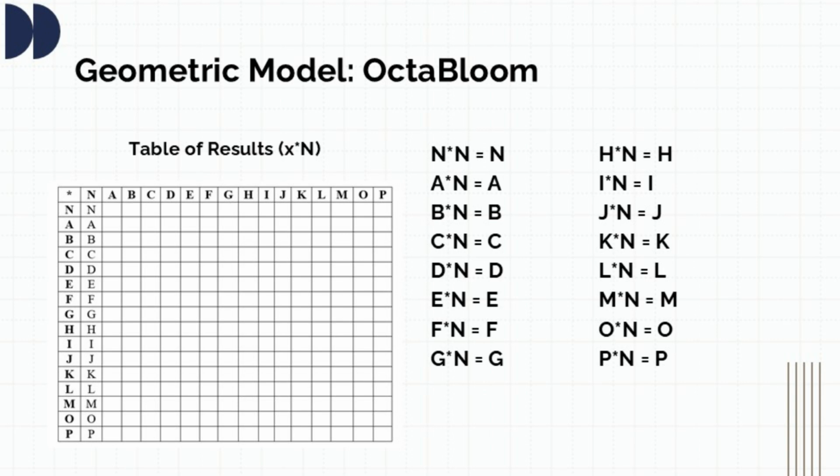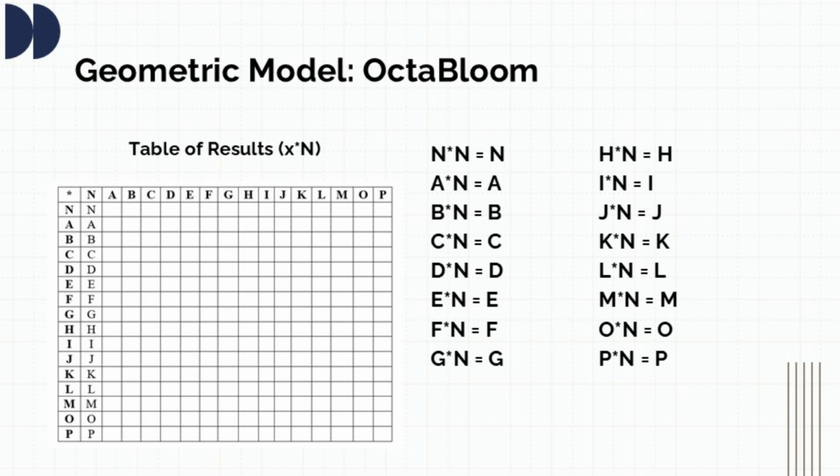Now, if we operate J star N, we'll get J because first we will flip the flower and rotate it 90 degrees clockwise and then we will do nothing, which results into J. Now, if we operate K star N, we'll get K because first we will flip the flower and rotate it 125 degrees clockwise and then we will do nothing, which results into K.